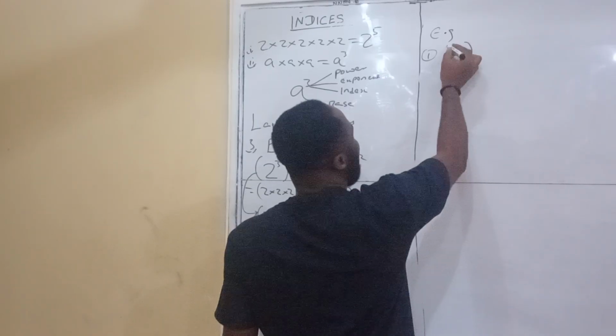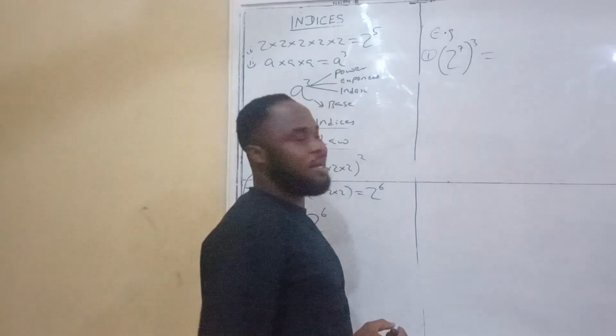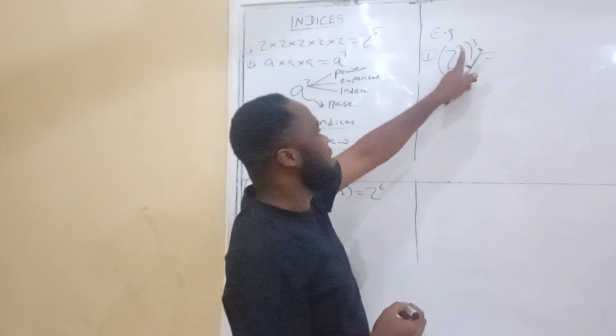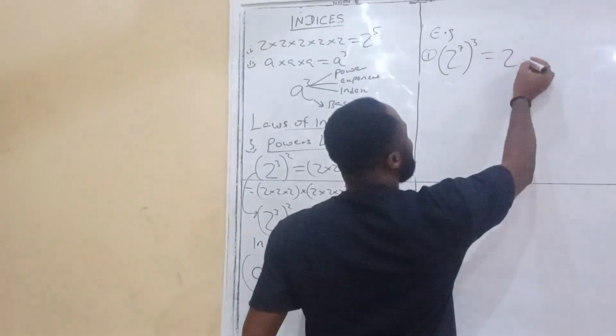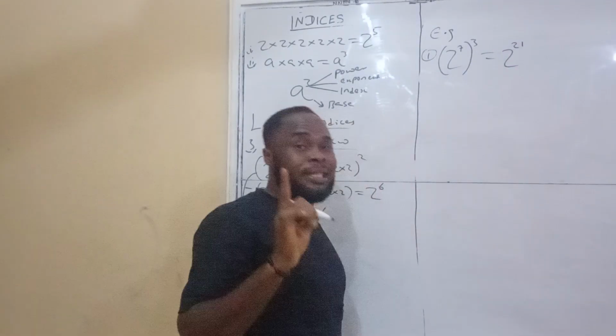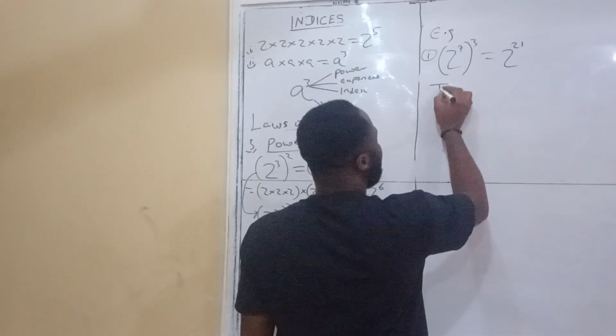Example, okay, when I have 2 raised to the power of 7, then all raised to the power of 3. Now, what is the answer? We multiply out their powers, right? So 7 times 3 means 21. So the answer is 2 raised to the power of 21 in index form.